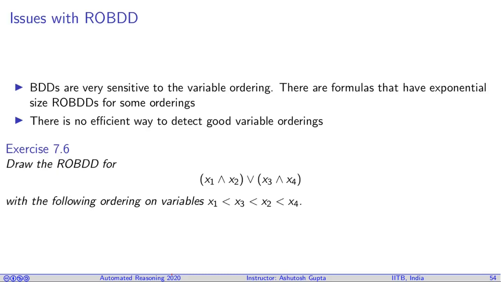So what are the issues with BDDs? BDDs are very sensitive to variable ordering. There are formulas for which, if you choose a proper ordering, the ROBDD would be very small, and if you choose the wrong ordering, it will be very large. And there is no efficient way of detecting good variable orderings. In fact, there are formulas for which no matter what ordering you choose, the ROBDD size will be large. So there is no free lunch in this world, and ROBDDs work sometimes, but there are situations where they don't work.